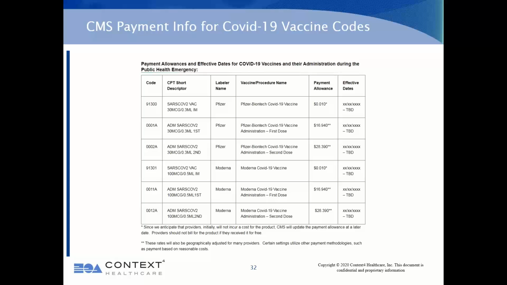Right. I mean, the only thing here is that I think there's some discussion going on in terms of what Medicare is going to actually be paying Pfizer for the vial, for the toxoid, 91300. So they've got it listed here as a penny, but at some point there's going to be a payment allowance for the Pfizer toxoid. But we know that the administration cost, there's going to be some geographic adjustment. It's going to be about $17 for that first dose administered, and then $28 and change for that administrative cost of the second dose.